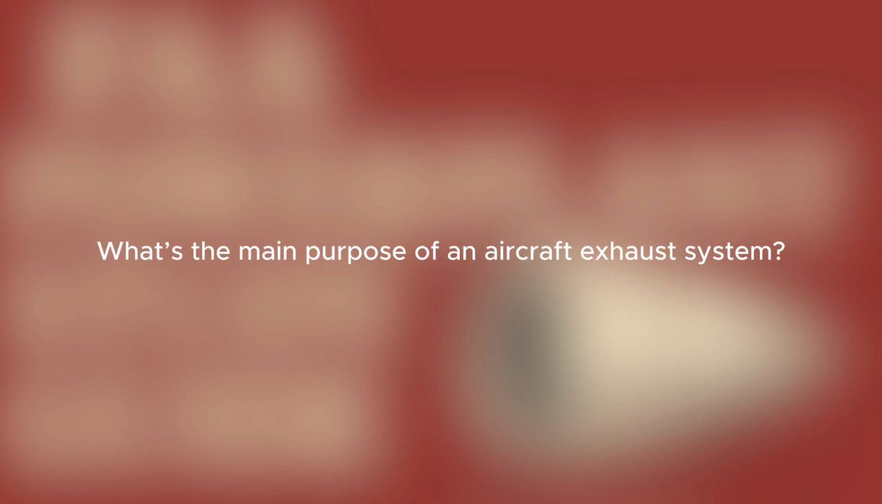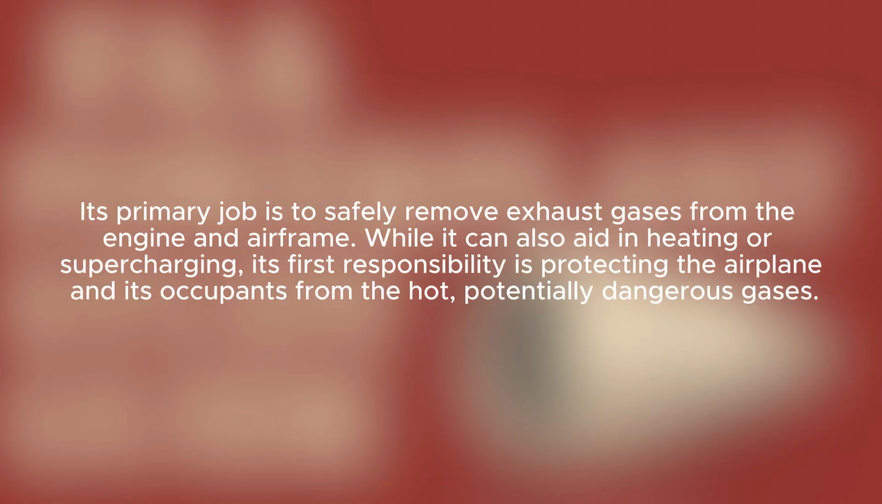What's the main purpose of an aircraft exhaust system? Its primary job is to safely remove exhaust gases from the engine and airframe. While it can also aid in heating or supercharging, its first responsibility is protecting the airplane and its occupants from the hot, potentially dangerous gases.